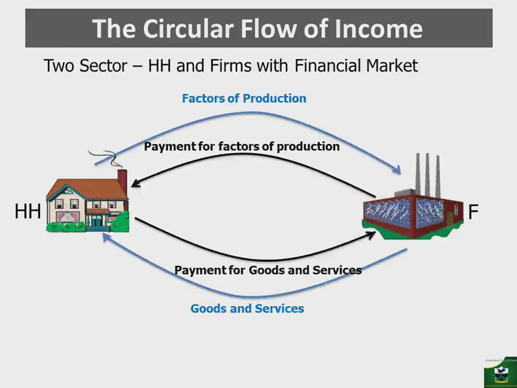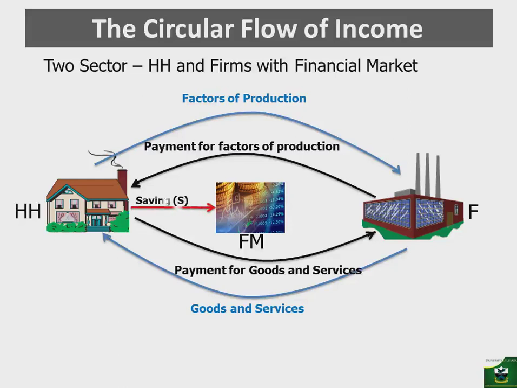So with our initial diagram that we saw, if we bring in the financial market to be the mediator, to stand in the middle of the household and the firm, it means that now the households will have an opportunity to save the money. So they will supply their factors of production, and from here, they will get the income in terms of wage, profit, and so on from the firms. With this income that the households have received, the households now can do two things. They can use it on consumption, which is the C, paying for the goods and services, and they can use it to save.